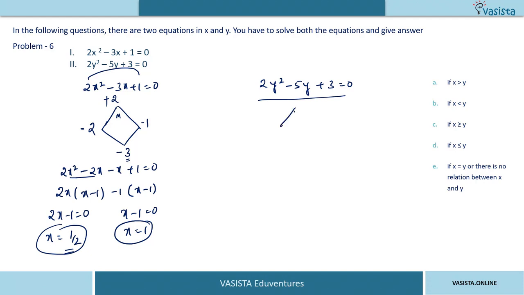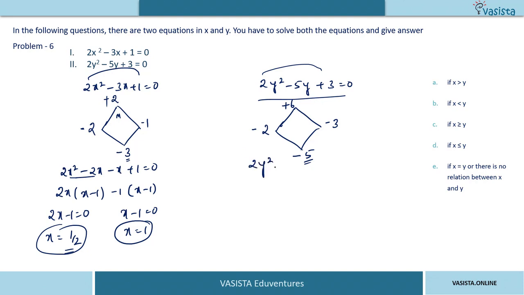Similarly, let me go with this. When you multiply, you should get 2 3s are 6, that is plus 6. When you add, you should get minus 5. So the factors are, 2 3s are 6, so minus 2 and minus 3. Then minus 2 into minus 3 you get plus 6, minus 2 minus 3 you get minus 5. The factors are right.